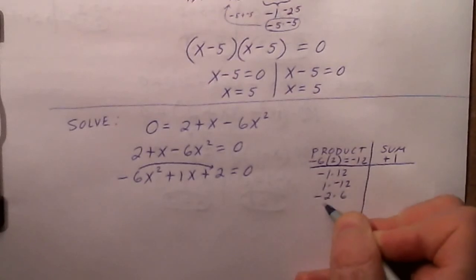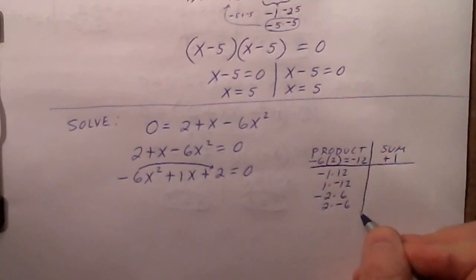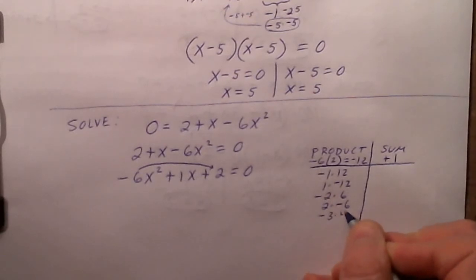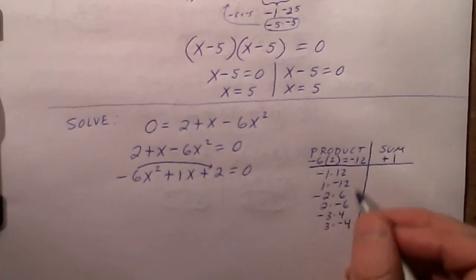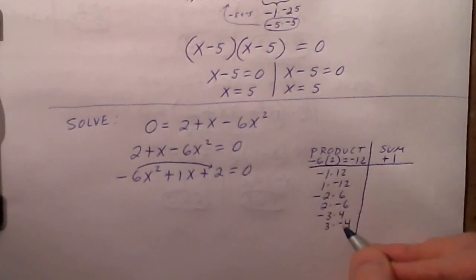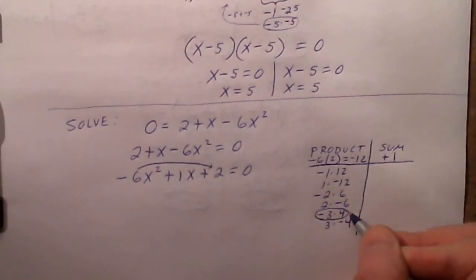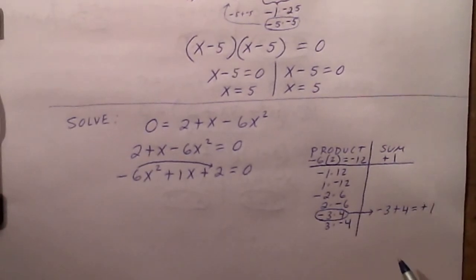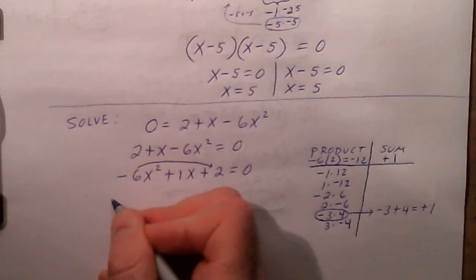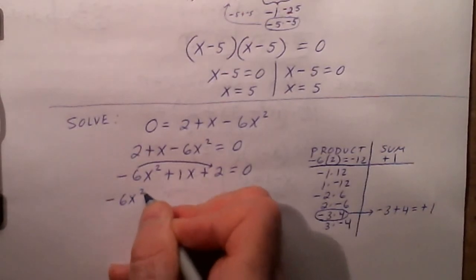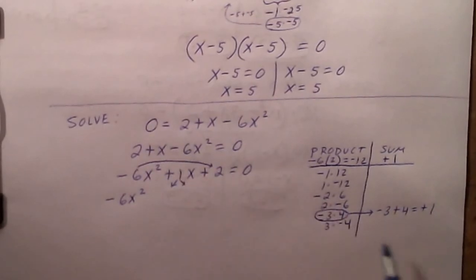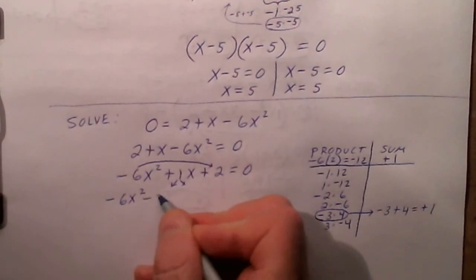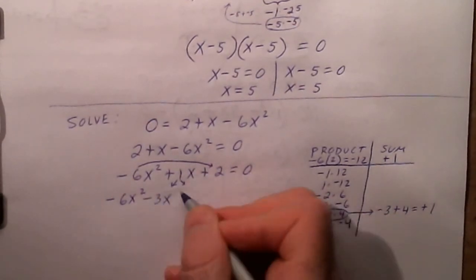-2 and +6, or +2 and -6 are factors of -12. -3 and +4, or +3 and -4 are factors of -12. Now the only factors in this list that sum up to +1, the middle coefficient, are going to be -3 and +4. Those are the only ones that work, because those are the only factors that sum up to +1. Now we rewrite our trinomial as an equivalent 4-term polynomial. So we have -6x squared. The middle term gets split up and rewritten as the sum of our decided upon factors over here. So 1x is rewritten as -3x plus 4x.